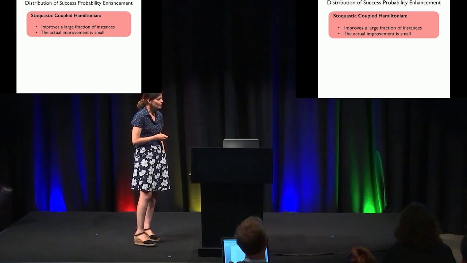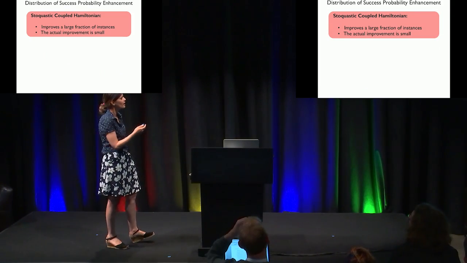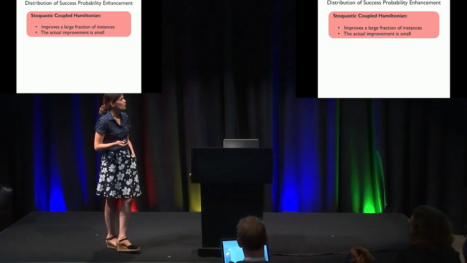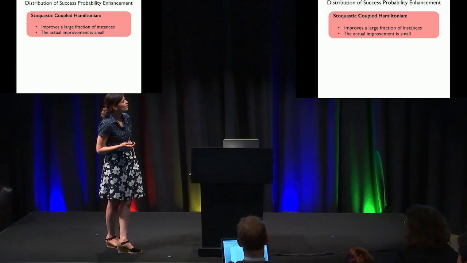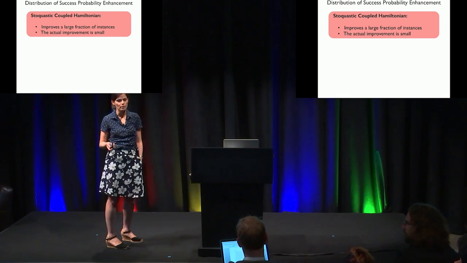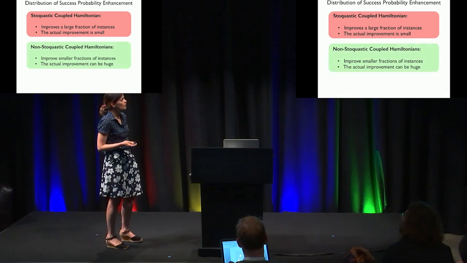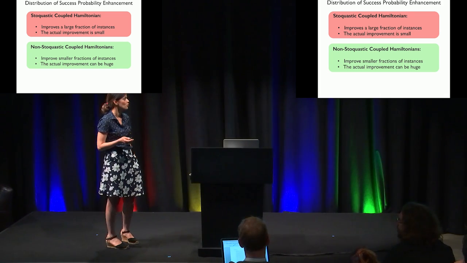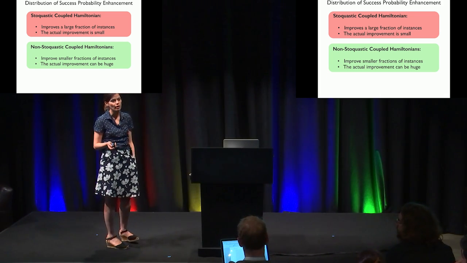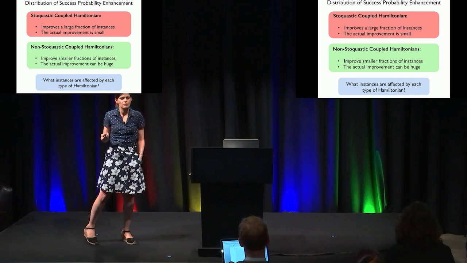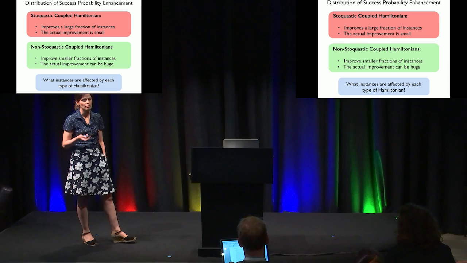OK. So just to recap the data that I showed you in the previous slide, it seems that for the stochastic Hamiltonians, they improve a large fraction of instances, but the actual improvement for the majority of cases is small. Whereas for the non-stochastic case, a much smaller fraction of instances show improvement, but the actual improvement can be large. So now let's look at the particular instances that are affected by each type of Hamiltonian and see if we see a pattern there.